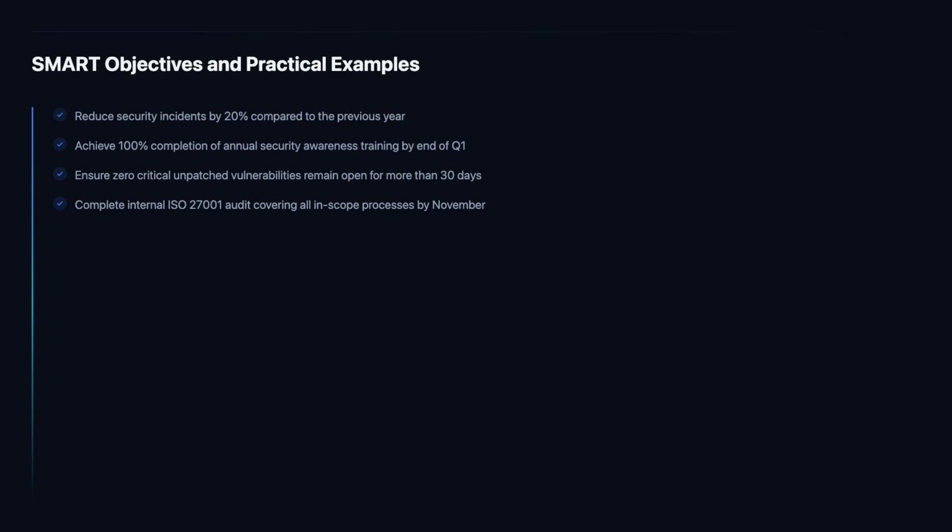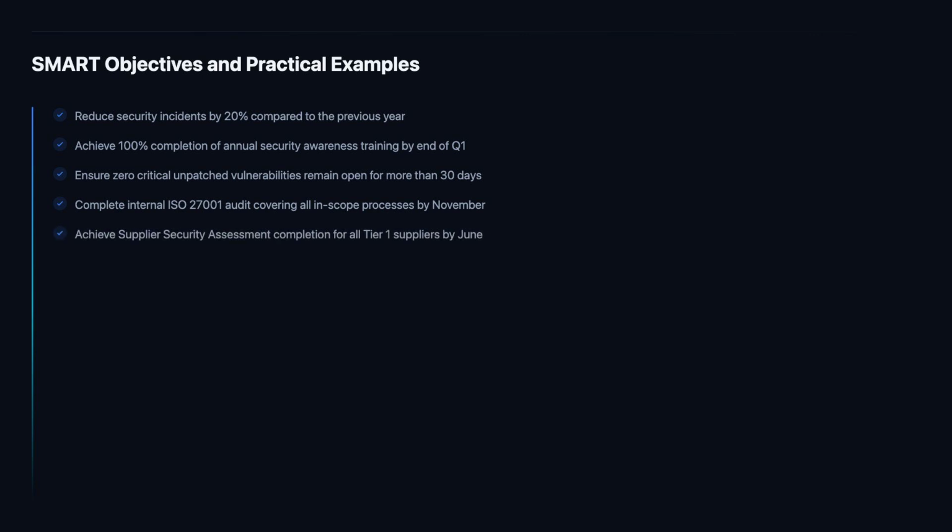Internal audit completion objectives ensure that one of ISO 27001's most important assurance mechanisms is actually executed on schedule. An objective specifying that the internal audit covers all in-scope processes by a particular date prevents the common failure mode, where internal audits are perpetually deferred due to competing priorities. Including all in-scope processes in the target ensures that audit coverage is comprehensive rather than selective.